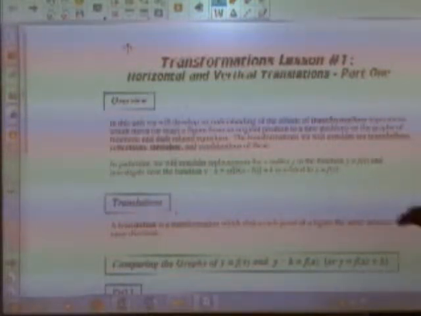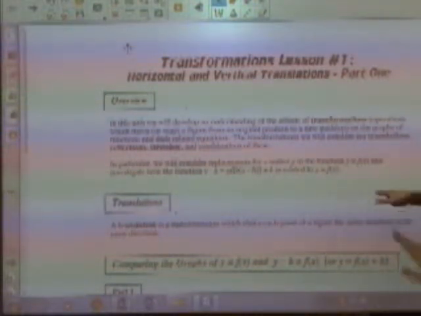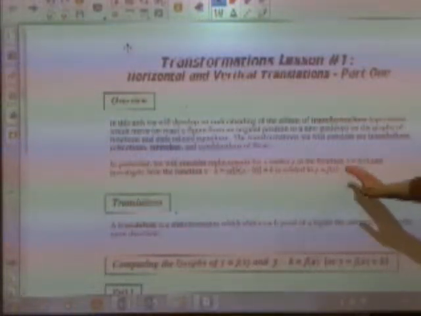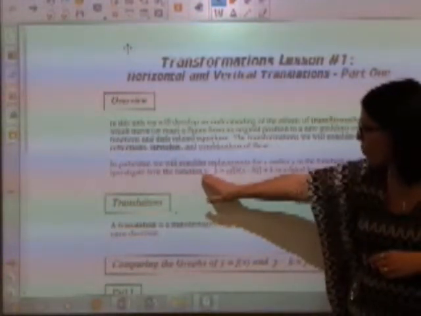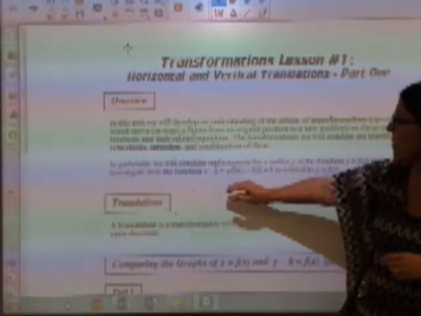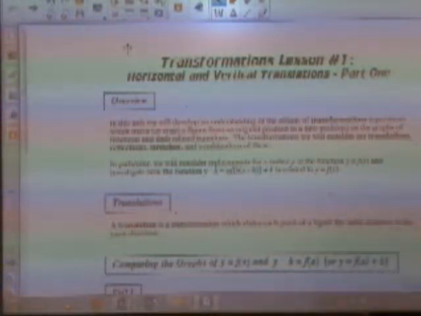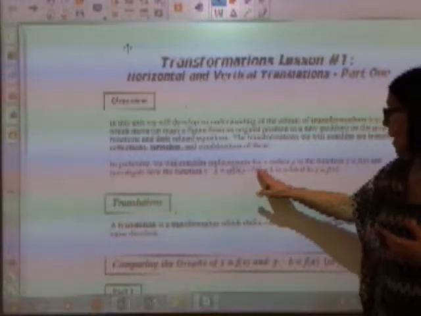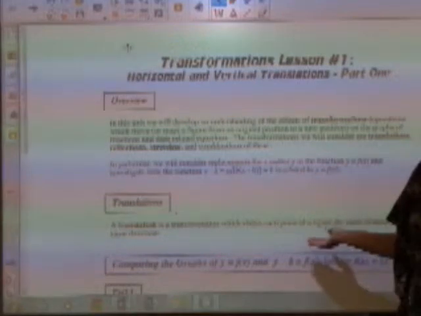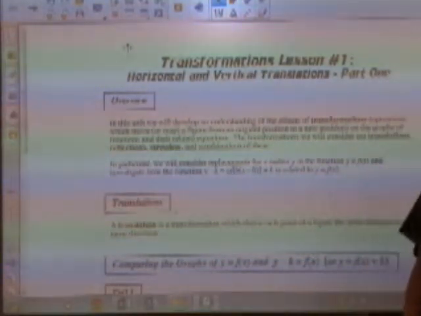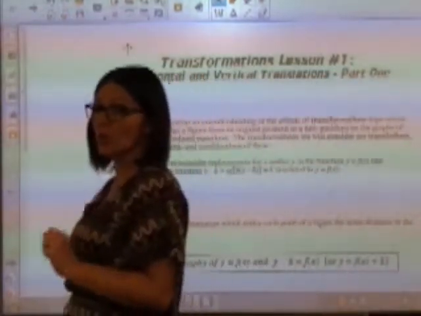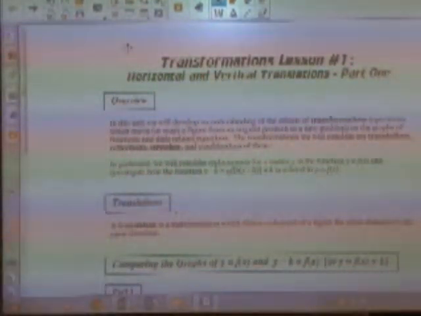In particular, we're going to consider replacements for x and/or y in the function y equals f of x and investigate how this function, y minus k equals a times f of b times x minus h, plus k, is related to that original function. In other words, what does the k, the h, the a, and the b do to the function? If I replace f of x and I put an h in there, what did that do to the graph? If I put an a in there, what does it do to the graph? It doesn't matter what the graph is, it will always do the same thing.